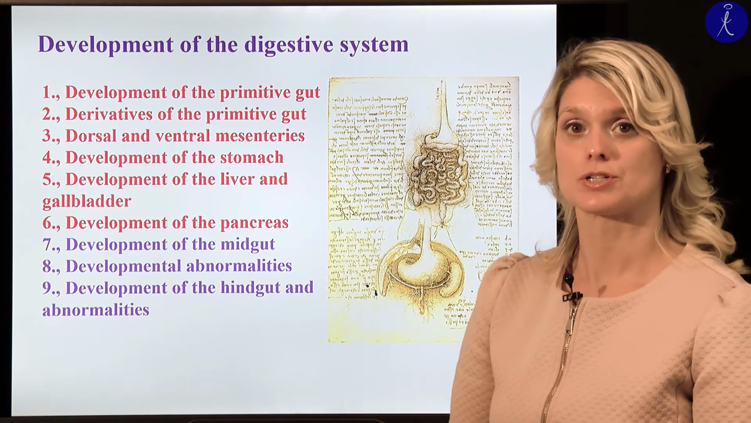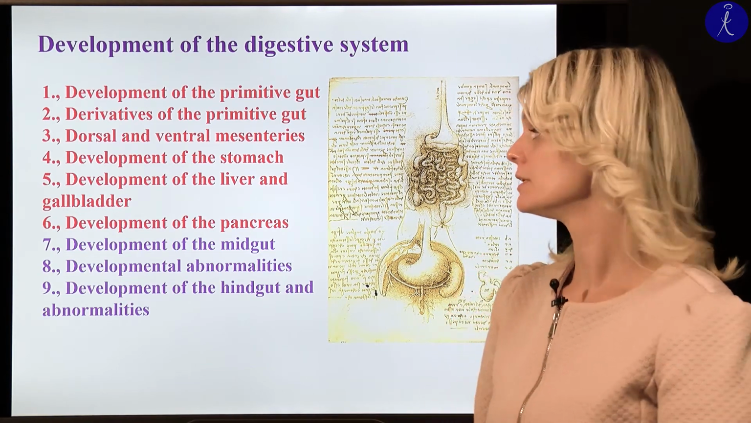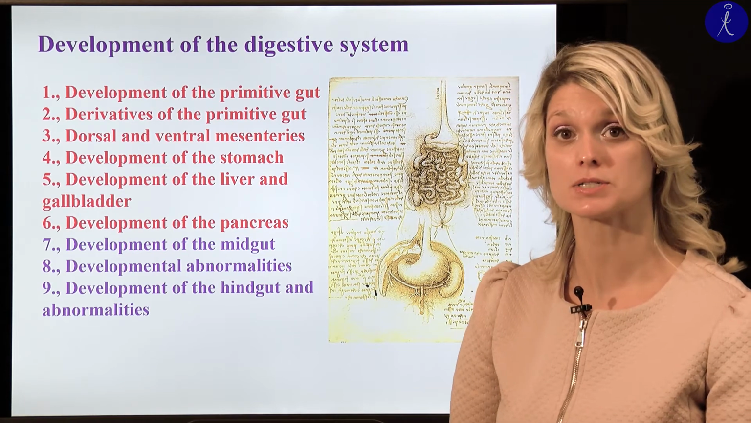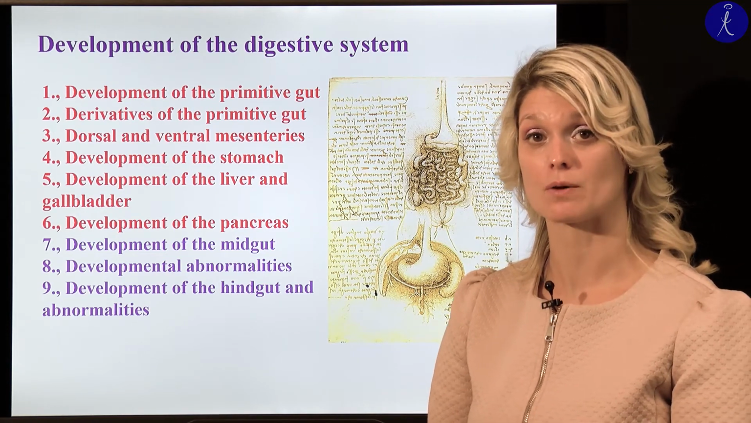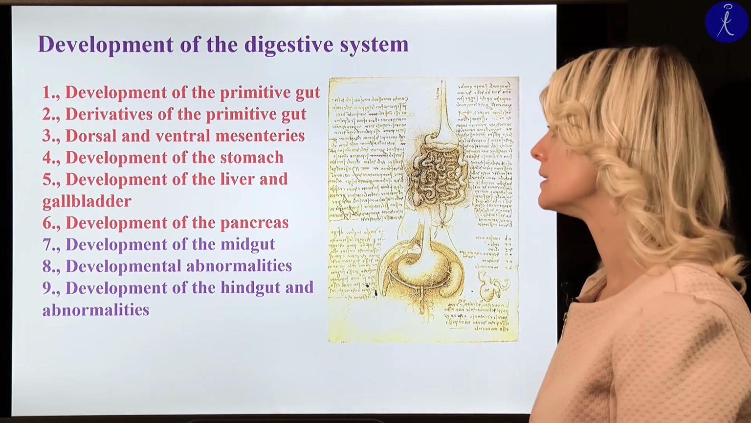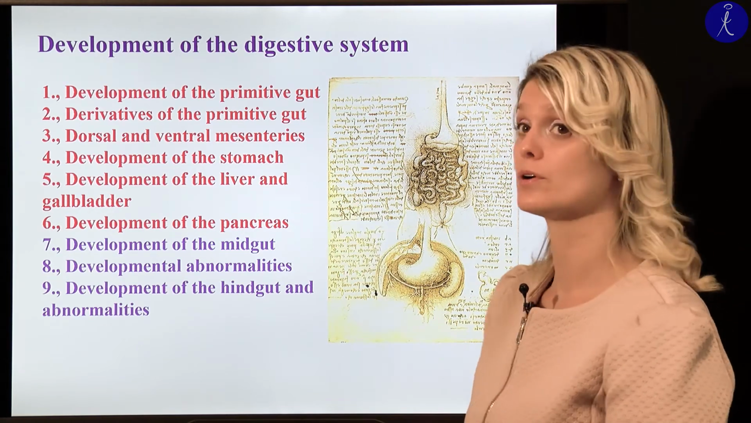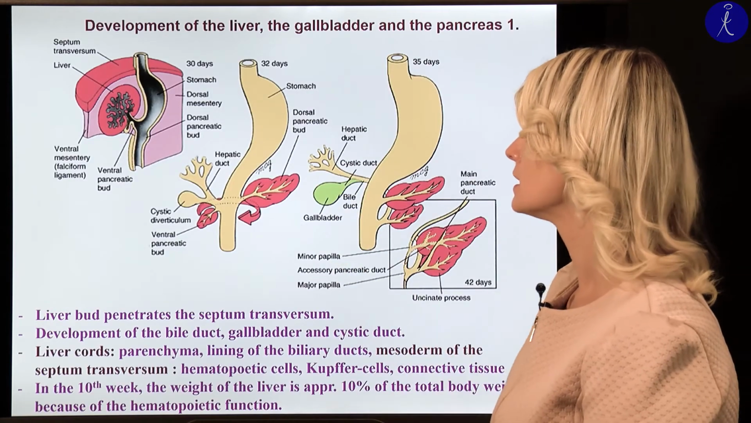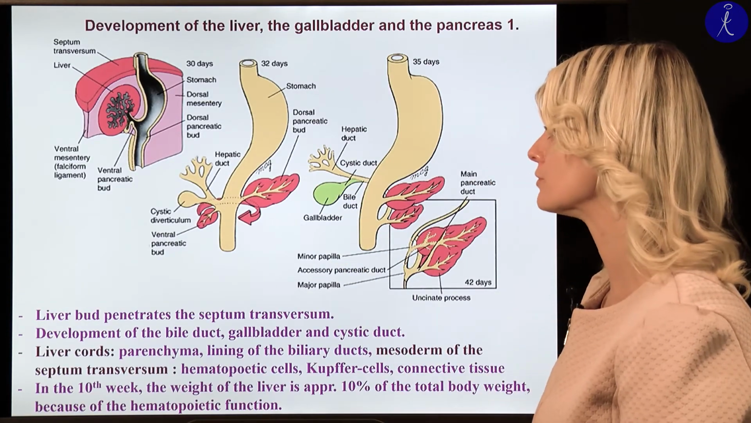The next point will be the development of the liver, gallbladder, and pancreas. All of them will develop from the foregut, at the border of the foregut and the midgut. Let's see first the development of the liver.